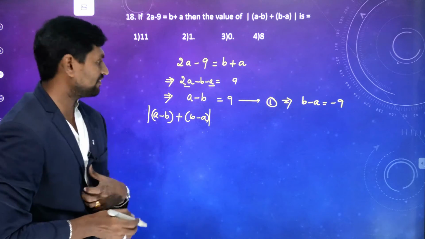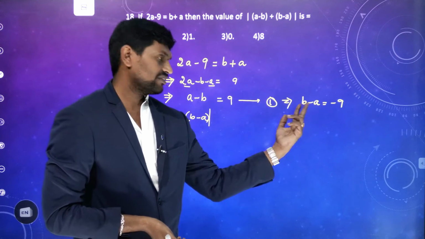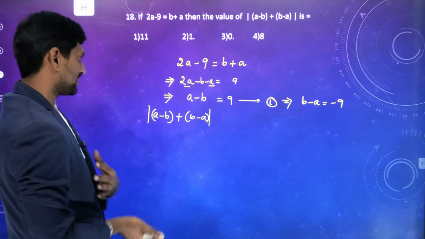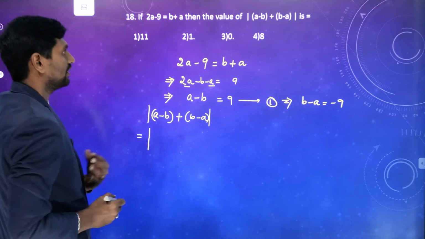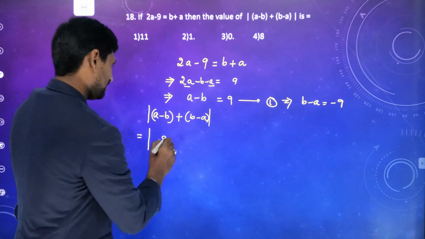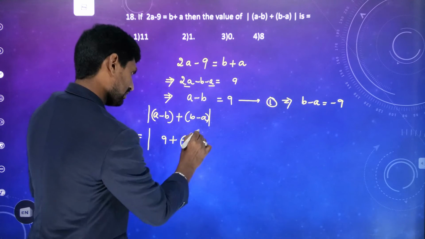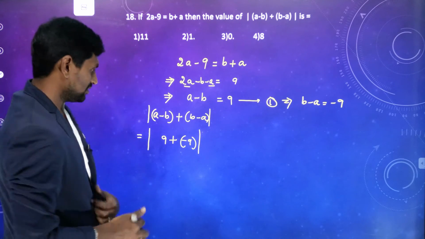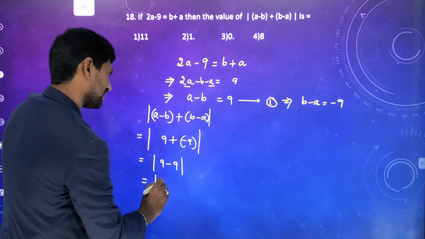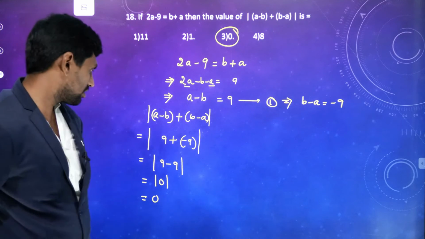Simply we are just multiplying with a minus symbol on both sides. A minus b is 9 means b minus a, reverse order we are taking, then the sign of 9 will be negative. Okay, substitute the value here. A minus b value is positive 9, plus b minus a value is negative 9. So 9 minus 9 is 0. So modulus of 0 is nothing but 0. So the option is 3. Okay?